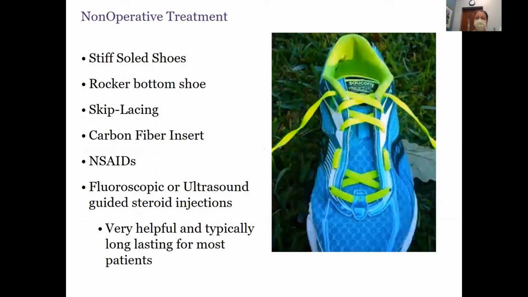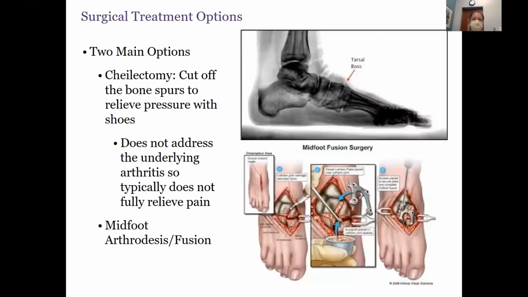Just like with ankle arthritis, we start off with non-operative treatment, such as stiff-soled shoes or rocker bottom shoes, such as Skechers brands. Seen here is skip lacing, so this is where you see the laces cross and then they skip the area of the midfoot, so that way you're not putting any extra pressure across that top of the foot. Once again, you can take anti-inflammatories. You can also get steroid injections, and these can be very good for treating and provide you with prolonged relief of your symptoms. Surgical treatment, unfortunately, there's only 2 options for this.